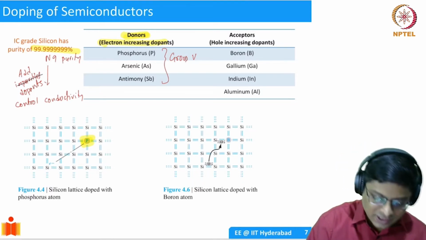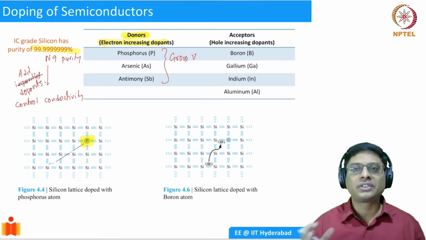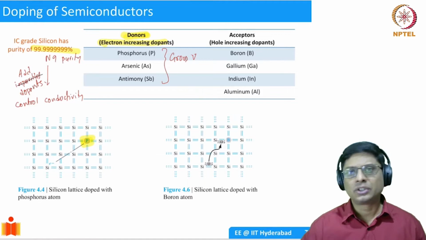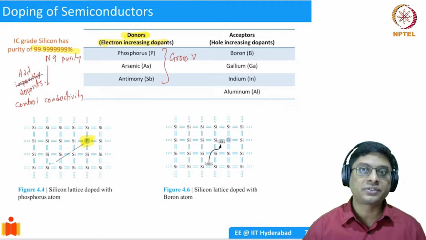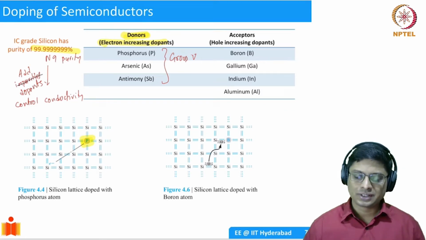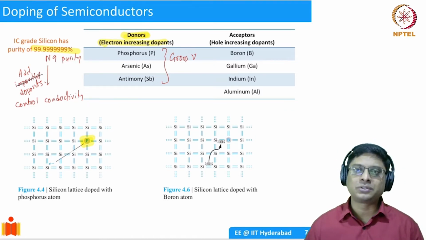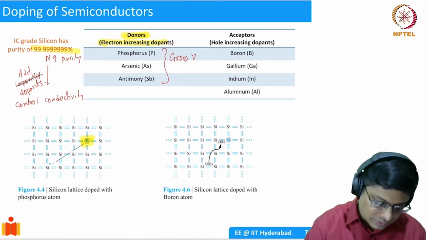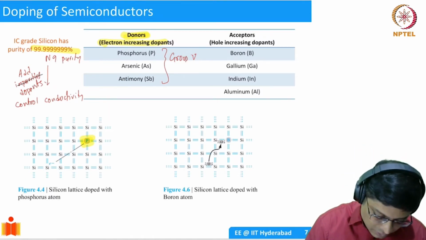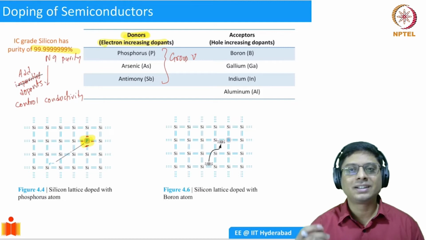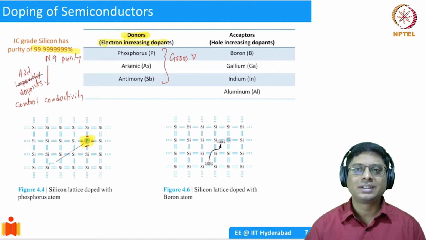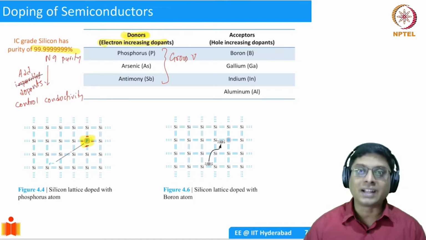Group 5 elements have 5 electrons in the outermost shell. So we removed one silicon and replaced it with a group 5 element, let's say phosphorus, which has 5 electrons in the outermost shell. So what do the 5 electrons do? Four of those electrons will be used up to form covalent bonds with the neighboring silicon atoms. But then there is one electron which is still there extra, and this can get ionized.